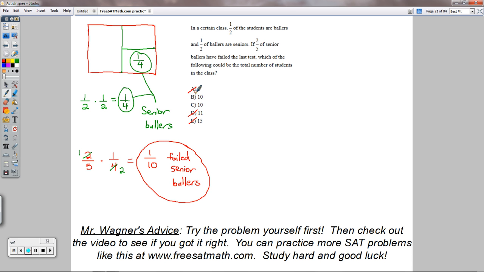So we're going to say it's both B and C, I guess, because both answers say 10. Again, they won't do that on the real SAT. That was just a little glitch on this website. But still a great website, I think, regardless of the fact that they mistakenly put 2 answer choices that were exactly the same. So 1/10 failed senior ballers, meaning that 10 can be the only possibility, because that would give you a whole number of students. This one should be choices B and or C.